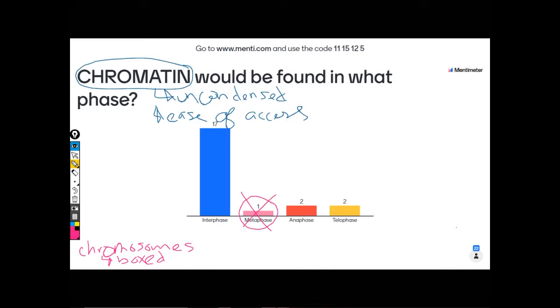Yes, right? So what exactly is happening in metaphase? We're lining up. What's lining up? Chromosomes.